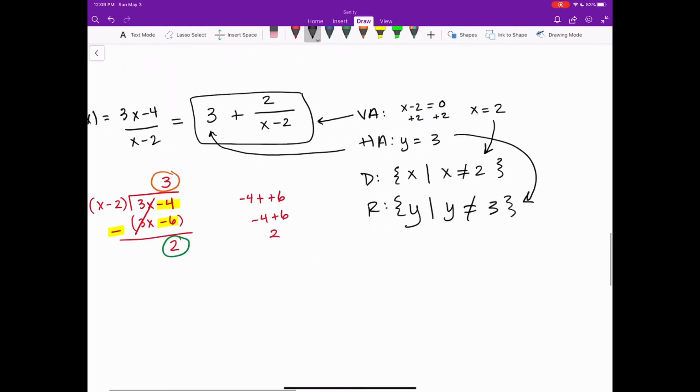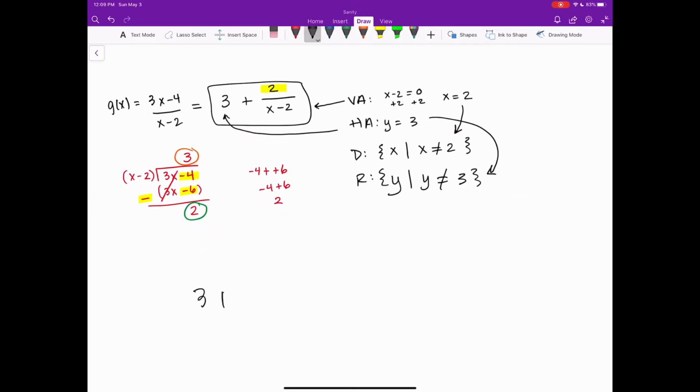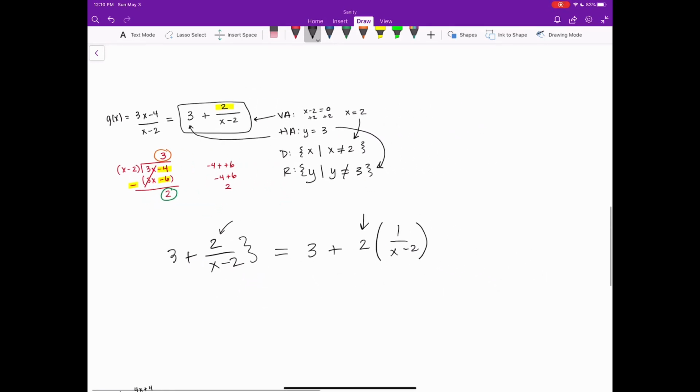Oh, and I also want to point out, this 2 on the top is not going to be changing my vertical asymptotes or my horizontal asymptotes because it's like a vertical stretch, right? Down off to the side, I'm going to say 3 plus 2 over x minus 2. If you wanted to, you could factor out that 2 from this entire thing and say that this is just equal to 3 plus 2 times 1 over x minus 2. And you see that, again, it's not going to change anything. It's really just a vertical stretch, a 2 being multiplied on the outside. Okay, let's do another one.